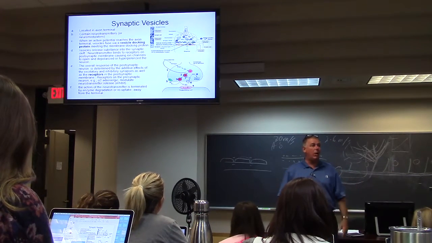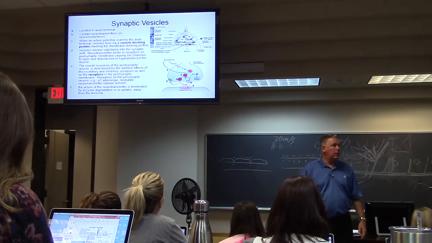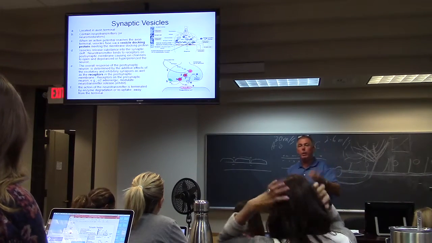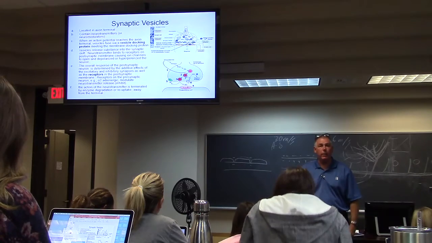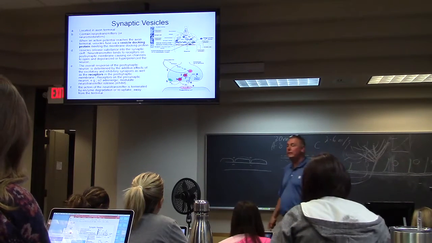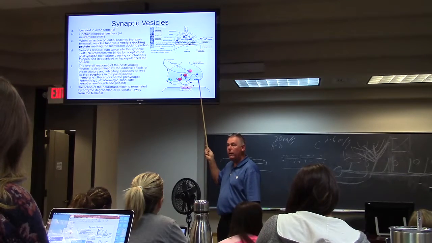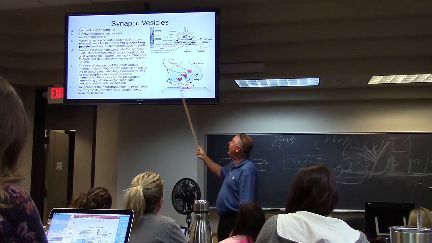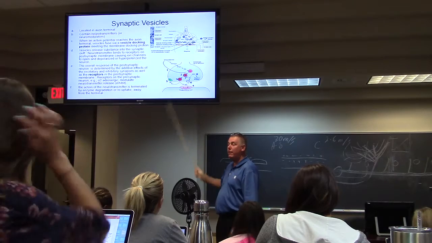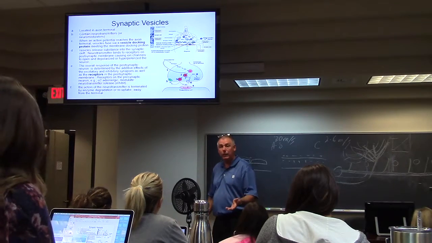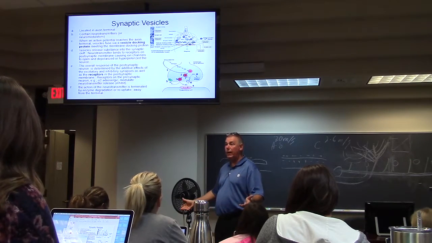What does SSRI mean? Selective serotonin reuptake inhibitor. What is it doing? It's inhibiting the reuptake of serotonin, thereby increasing the amount of serotonin available in the synaptic cleft. That's what an SSRI does.